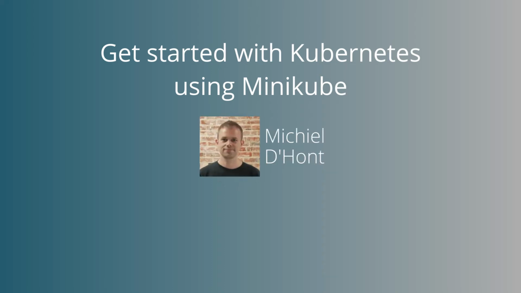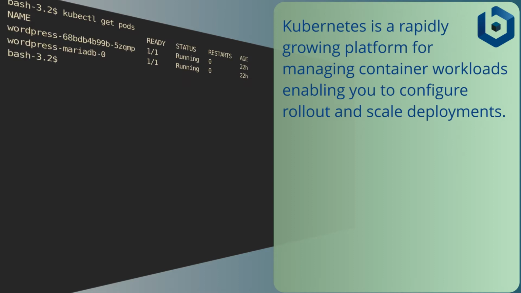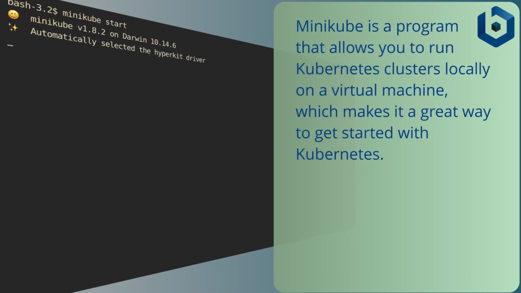So welcome, I'm Michiel from Bitnarni, and in this tutorial I'm going to show you how to run Kubernetes locally using Minikube. Kubernetes is a rapidly growing platform for managing container workloads, enabling you to configure, roll out and scale deployments. And Minikube is a program that allows you to run Kubernetes clusters locally on a virtual machine, which makes it a great way to get started with Kubernetes.